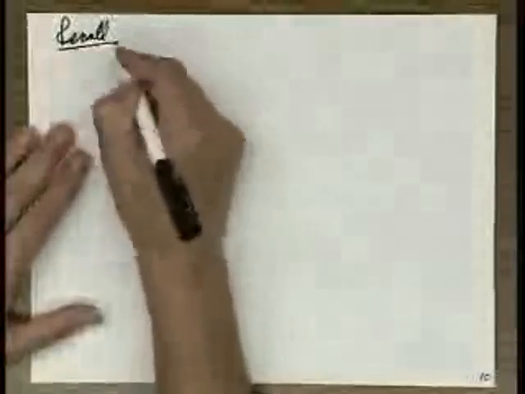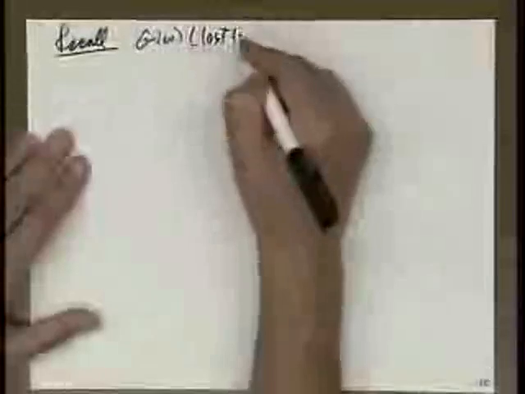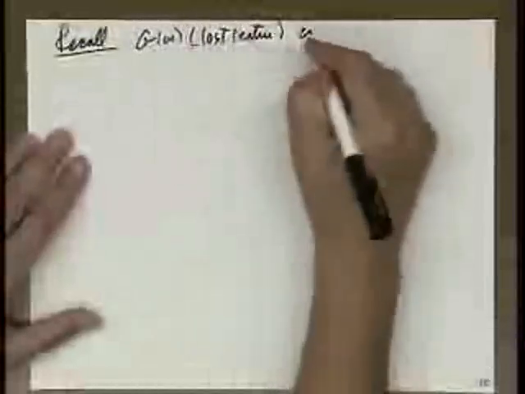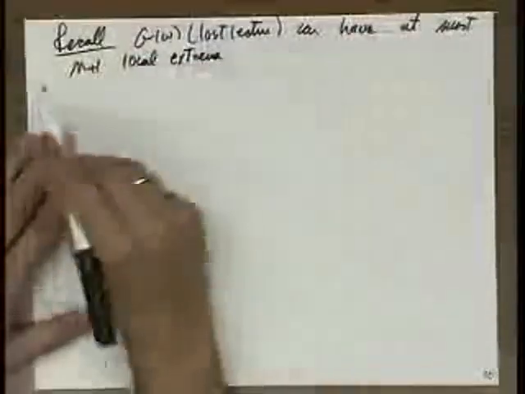So having stated the alternation theorem, now I want to go back to that observation we made in the last lecture, right? And that about the number of local extrema of g of omega. So recall that g of omega, as of last lecture, can have, what was our conclusion? At most m+1 local extrema. Okay?